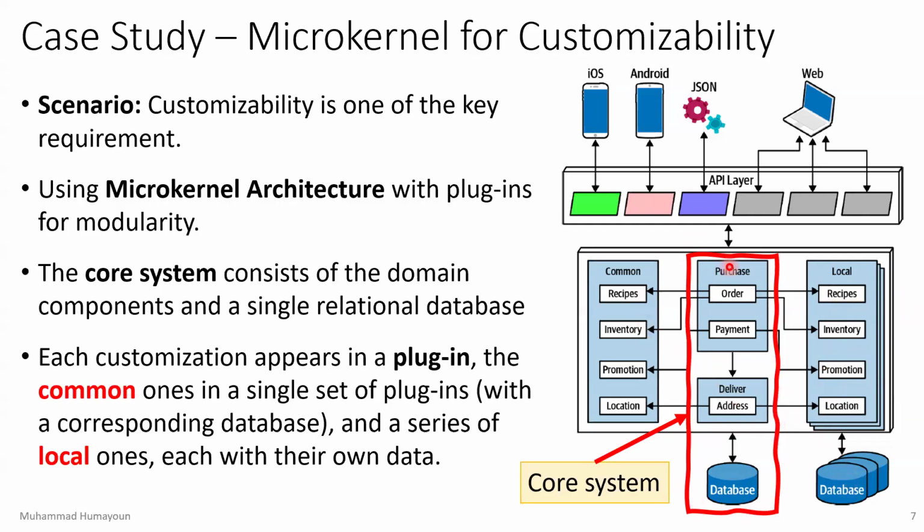Now, consider it's a microkernel architectural style. All these functionalities are exposed through the API layer. Maybe it's a RESTful API, and one component is for iOS, one component for Android, one component for JSON. It just produces the JSON, so anyone can consume it, and one component for the web-based application, or maybe three components, as you can see.